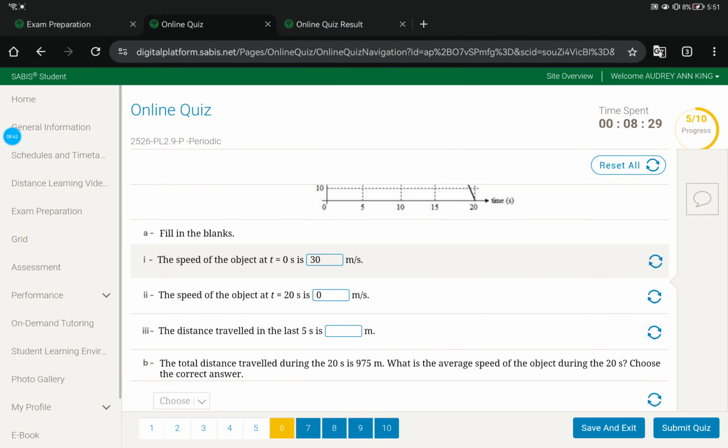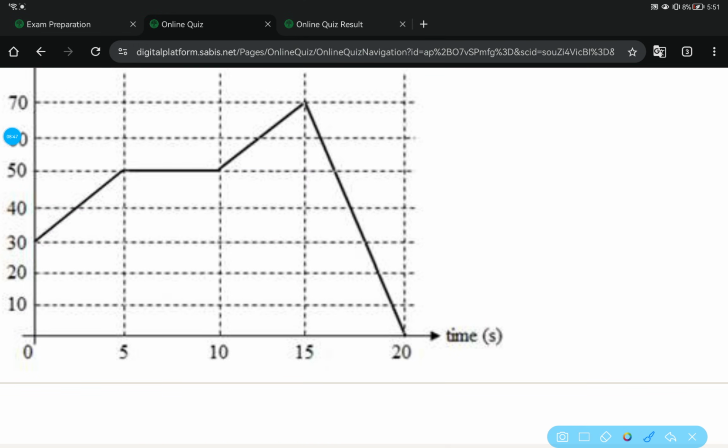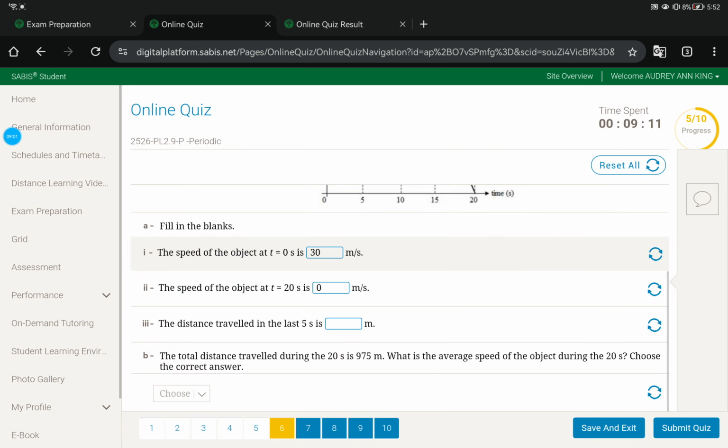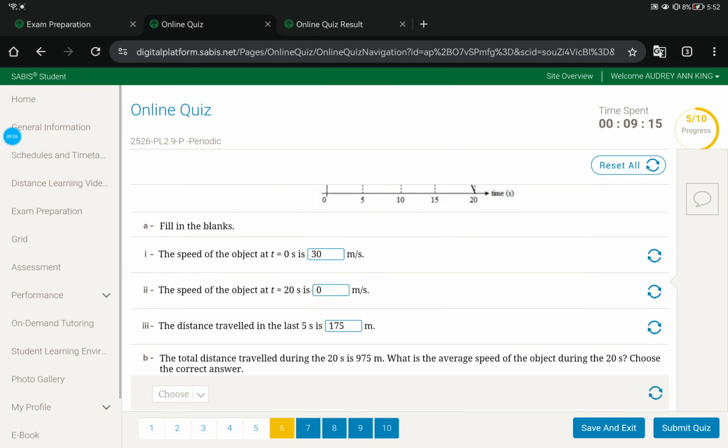The distance traveled in the last 5 seconds. Okay, so the last 5 seconds is from 15 to 20, so this is the shape we get. So length times width over 2, 70 times 5 over 2, you get 175. The total distance traveled during the 20 seconds is 975 meters.